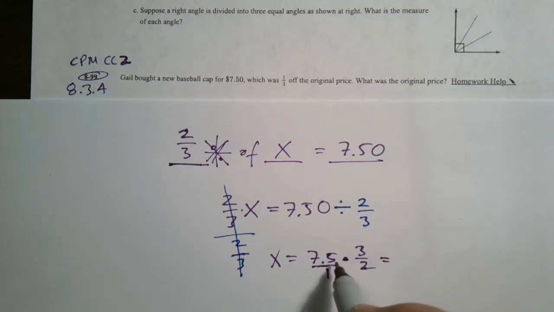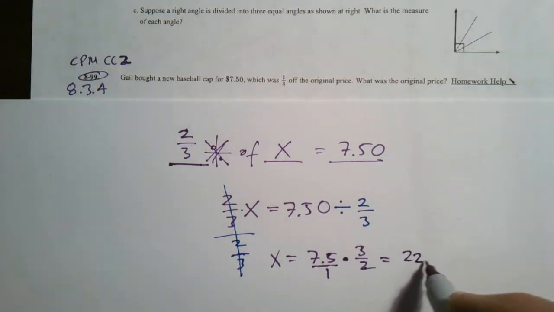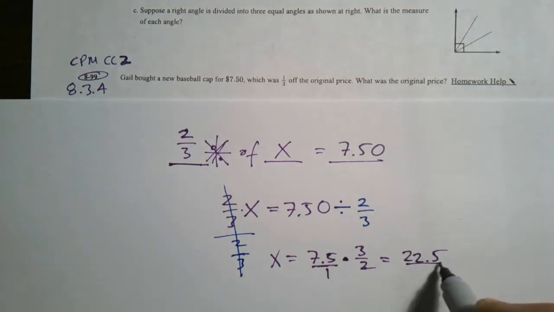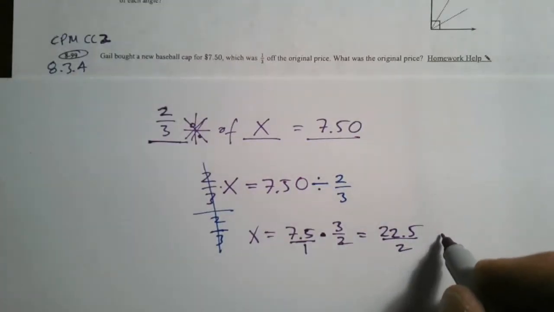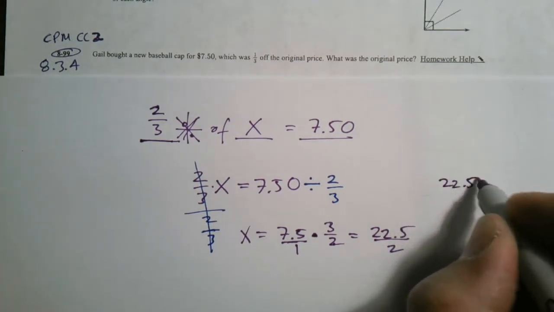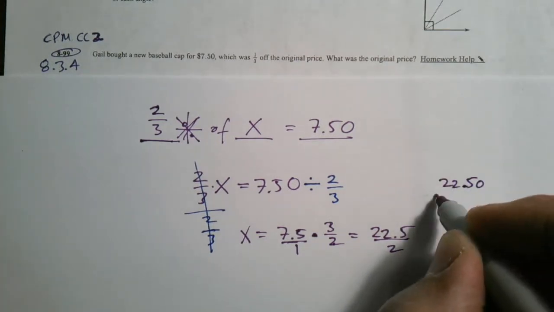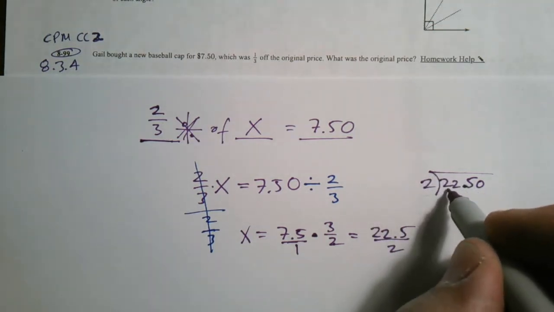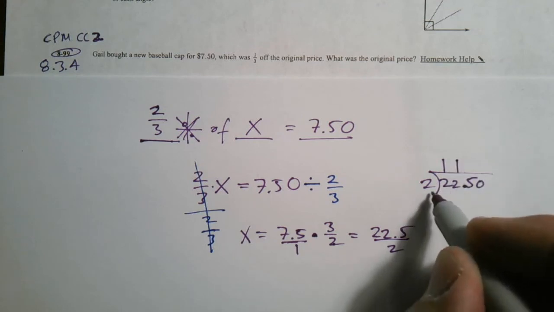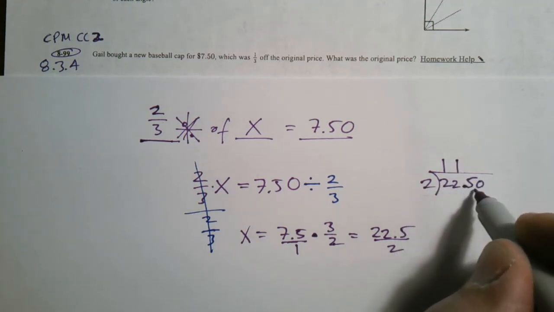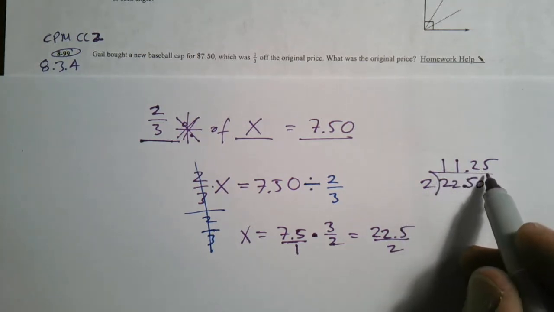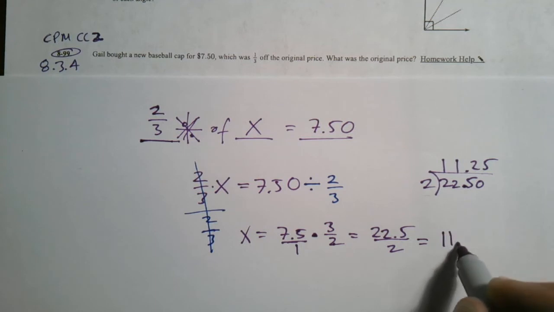Now we can multiply and then divide. 7.5 times 3 is 22.5. We can do the little math on the side if you need to. And then that's all divided by 2. I'll take 22.5 and make it 22.50, divided by 2. 2 goes into 2 once, 2 goes into 2 once, and then 2 goes into 50, 25 times. So I have 11.25 as my division.